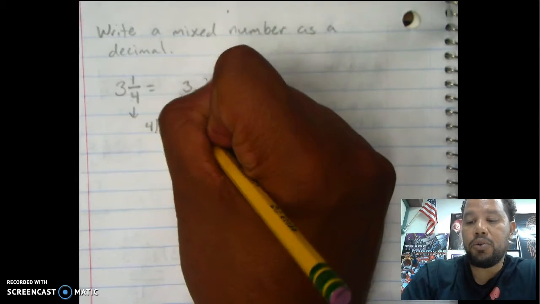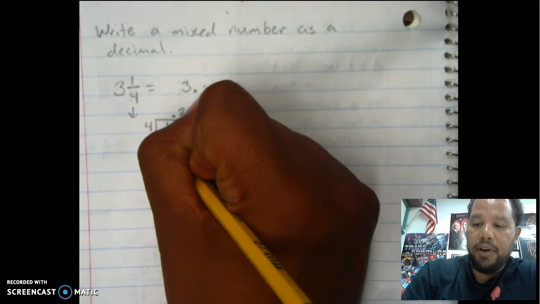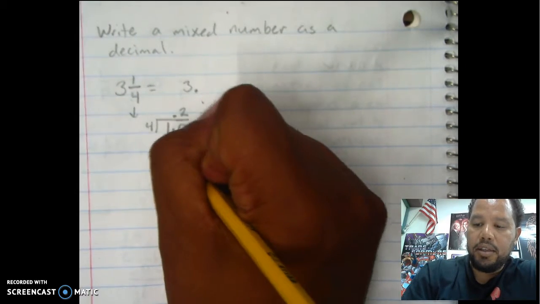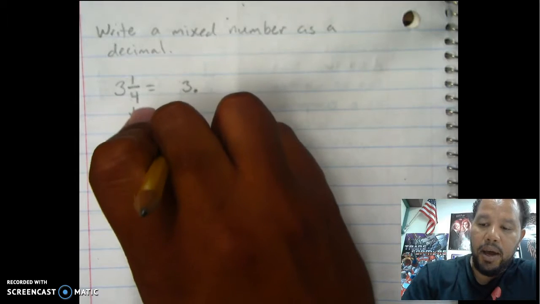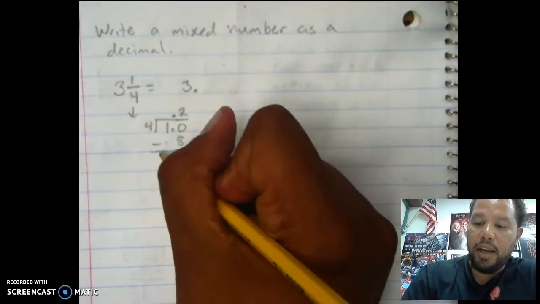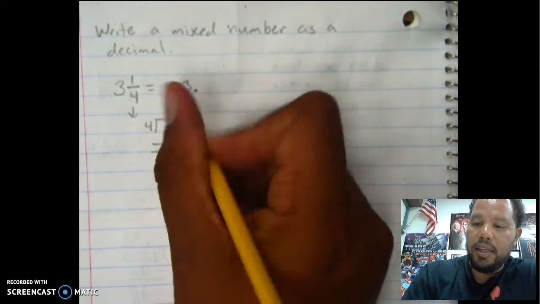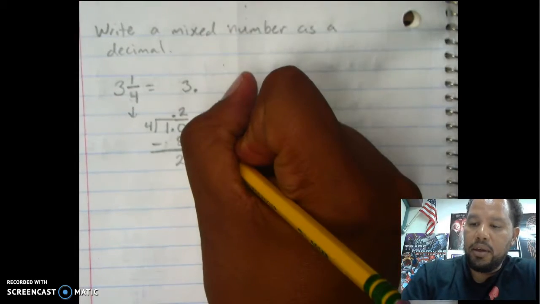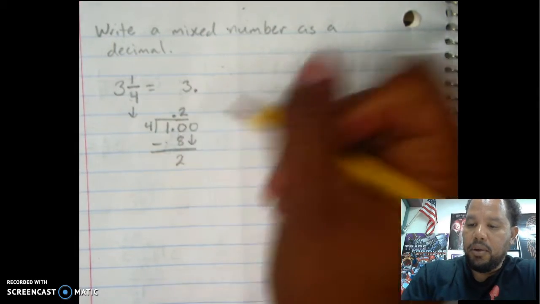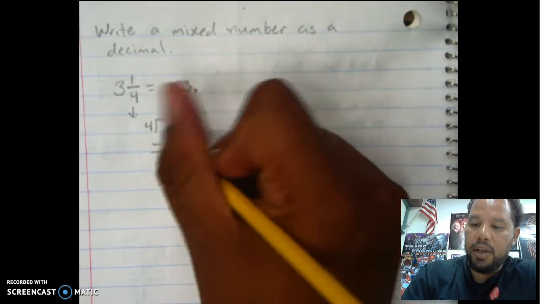It goes into 10 2 times, making that 8 right here, because 2 times 4 is 8. Then we subtract. 10 minus 8 is 2. We can add another 0 to see what happens. Bring this 0 down, and now 4.